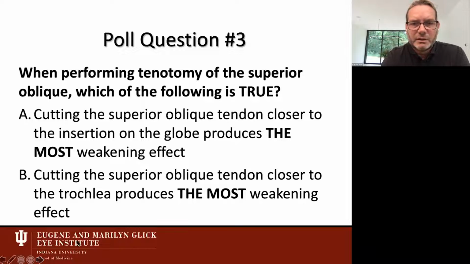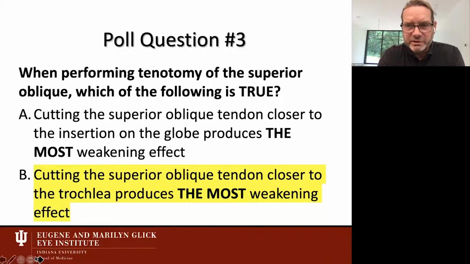All right. And we're kind of divided here. 43% closer to the globe gives you more effect, and 58% say closer to the trochlea gives you more effect. Closer to the trochlea gives you more effect. If you just disinsert and cut it off at the insertion at the globe, a lot of times that gives you very little effect. It's underwhelming. If you cut right next to the trochlea, you're going to get a total superior oblique palsy.